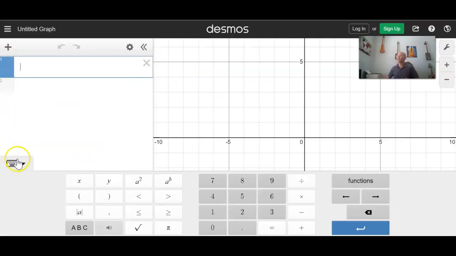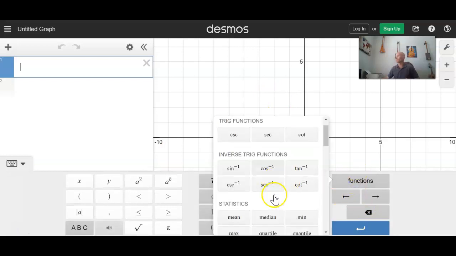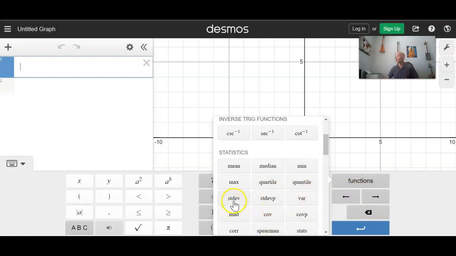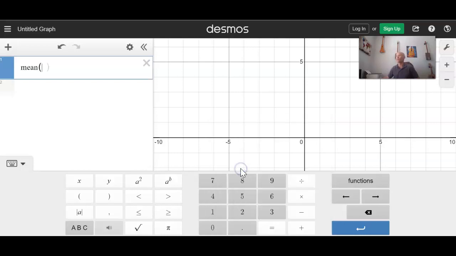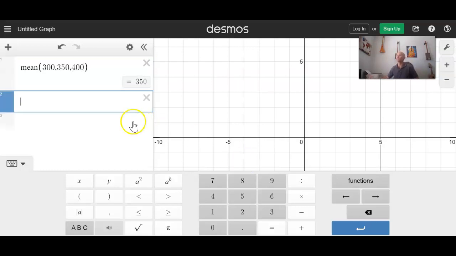In Desmos you can do this by pulling up this little keyboard here. You go to Functions, and under Statistics you have, first of all, mean. Okay, there's only one mean because it's always going to be the sum of the values divided by the number of values. If I do mean, do 300, 350, and 400, there's my average house price.